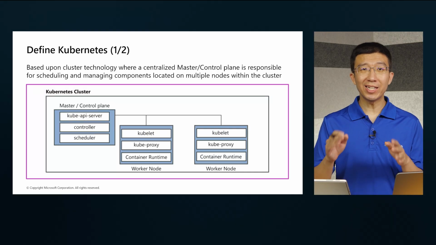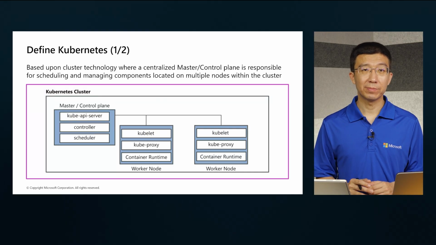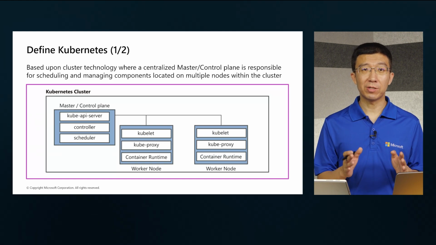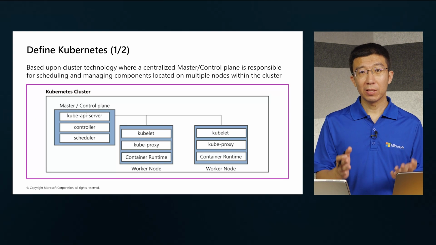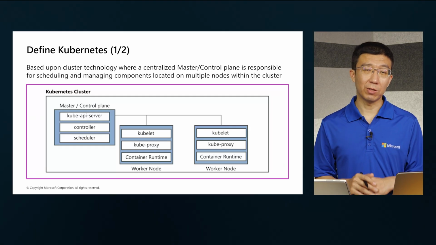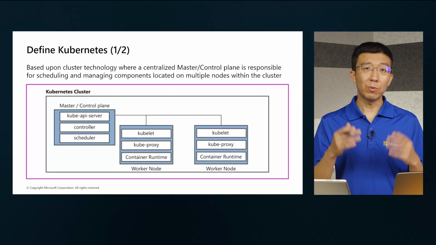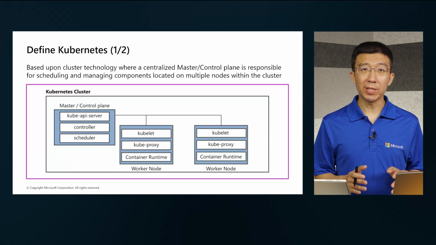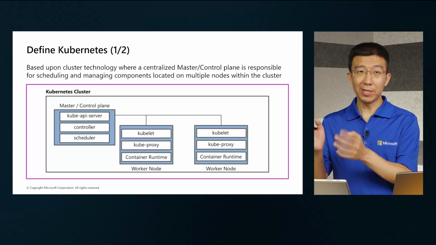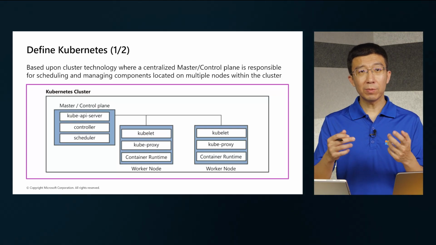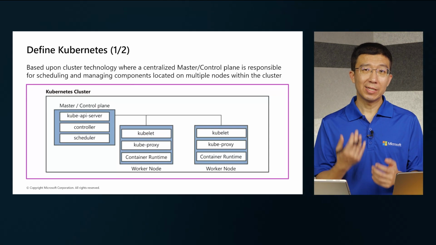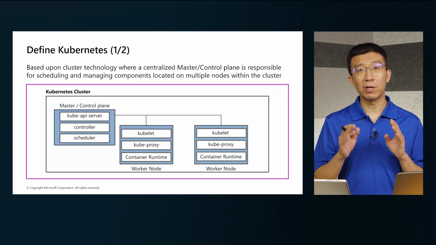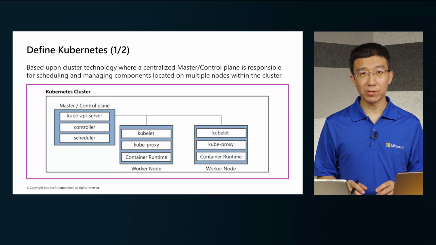Kubernetes is the leading container orchestration platform. It uses a cluster mode. The master, or control plane, schedules and manages workloads, and worker nodes run containers. They can be Windows or Linux. Kubernetes automates deployment, scaling, and management, making it ideal for large, complex environments.